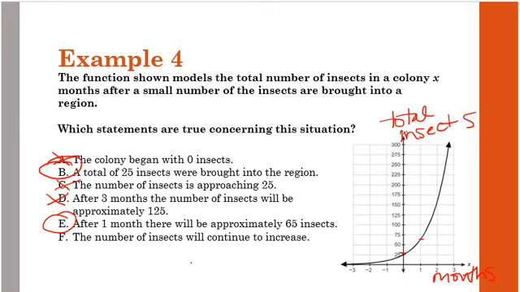And then F says the number of insects will continue to increase. So as the number of months increases, notice how my Y values are also increasing. I'm getting larger and larger. So F would also be true. So B, E, and F are the correct answers.